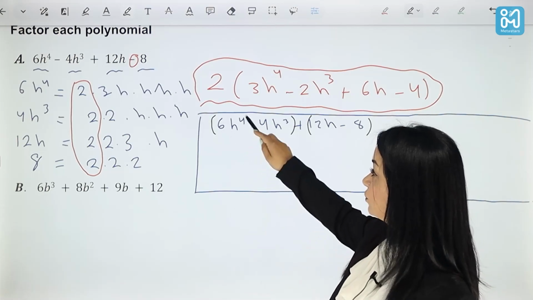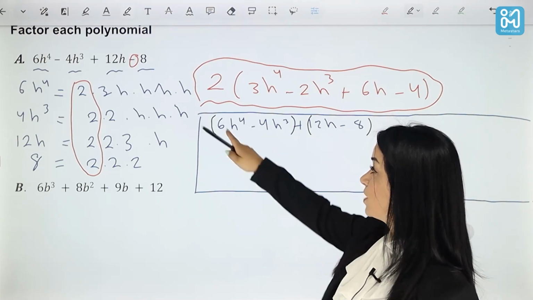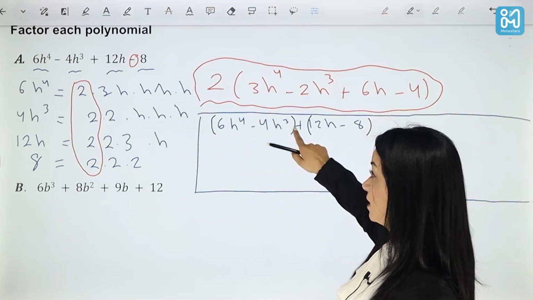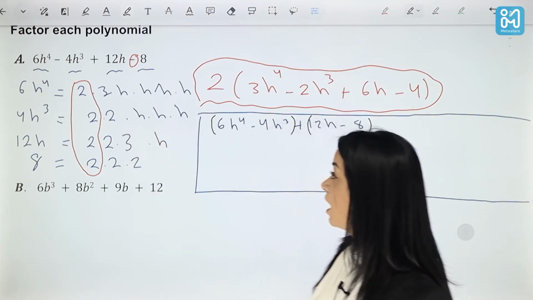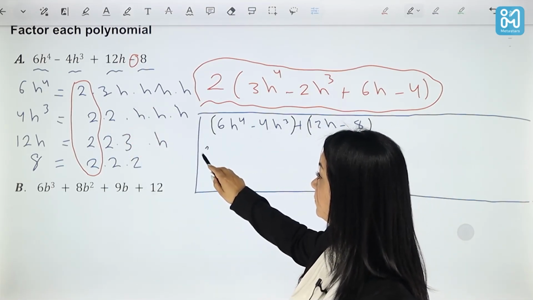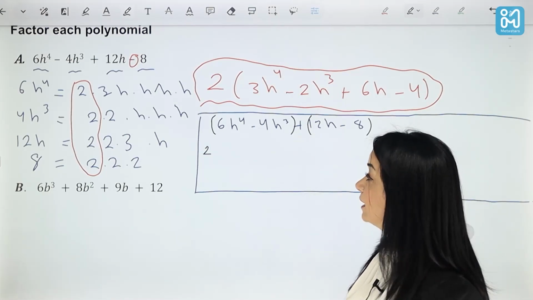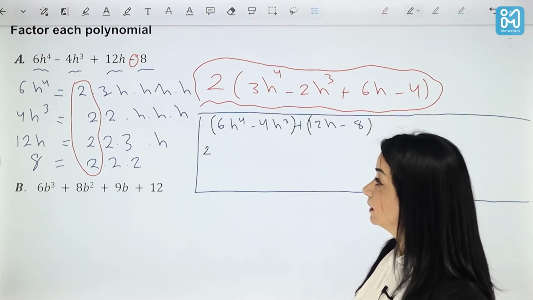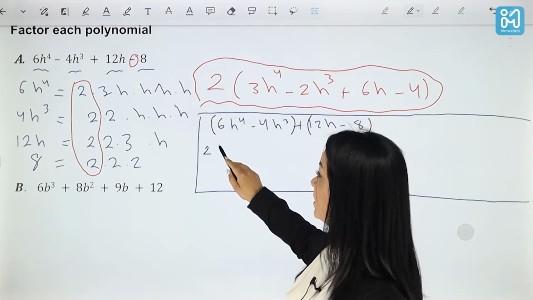Now 6h to the power 4 minus 4h to the power 3. Do we have any common factor between them? 6 and 4, yes, actually 2 is a common factor. H to the power 4 and h to the power 3: how many h can I take out as a common factor? I can take 1, 2, 3. So h cubic is out.